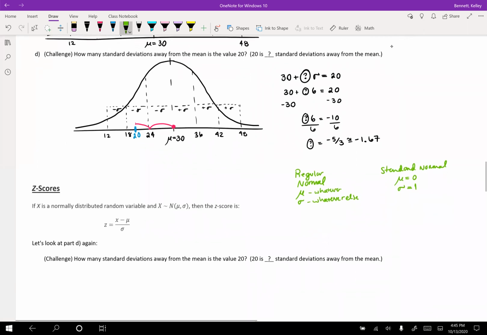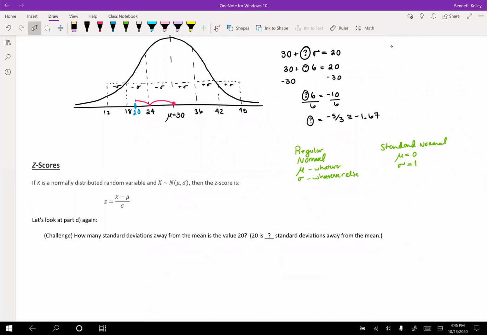So for a z-score, if x is normally distributed and we have mu and sigma, then the z-score is equal to x minus mu over sigma. And basically, z equals the number of standard deviations that x is away from the mean.